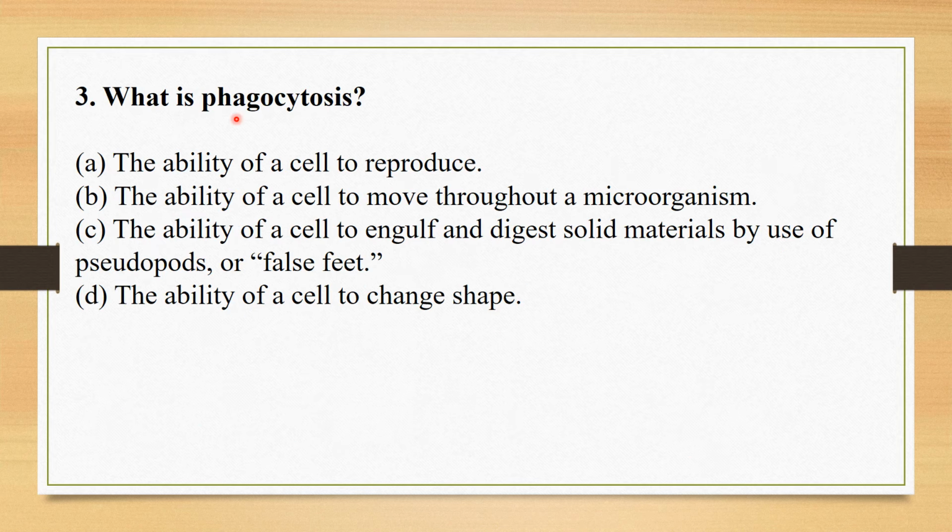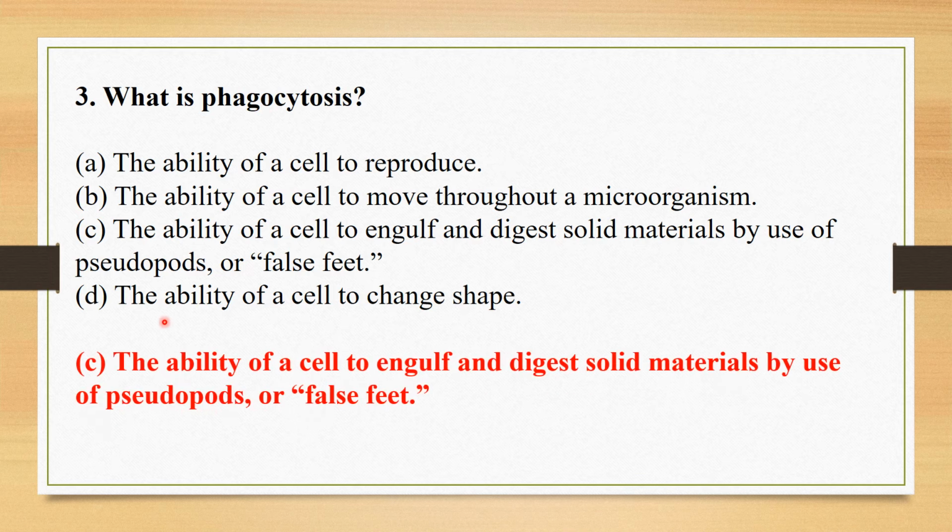What is phagocytosis? It's a process used to engulf foreign particles by the phagocytic cells, white blood cells, macrophages, monocytes. So the answer is C. The ability of a cell to engulf and digest solid materials by use of pseudopods or false feet. This is the definition of the process of phagocytosis that engulfs and digests solid material.